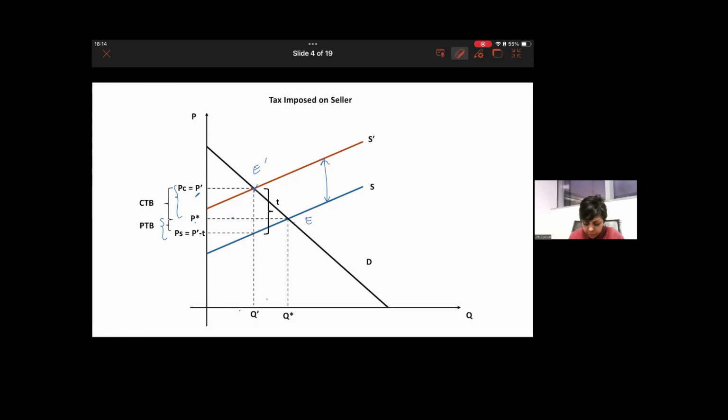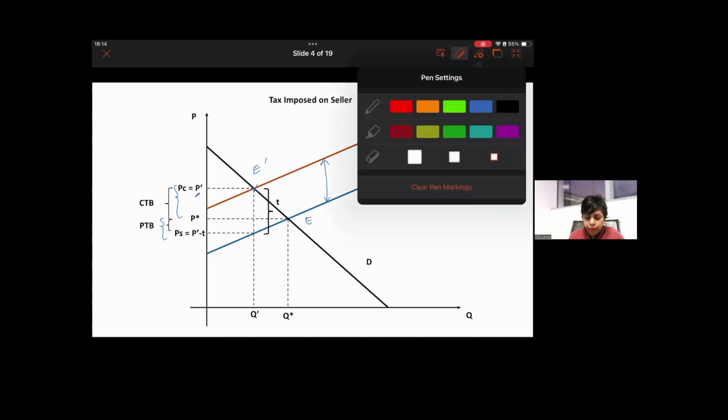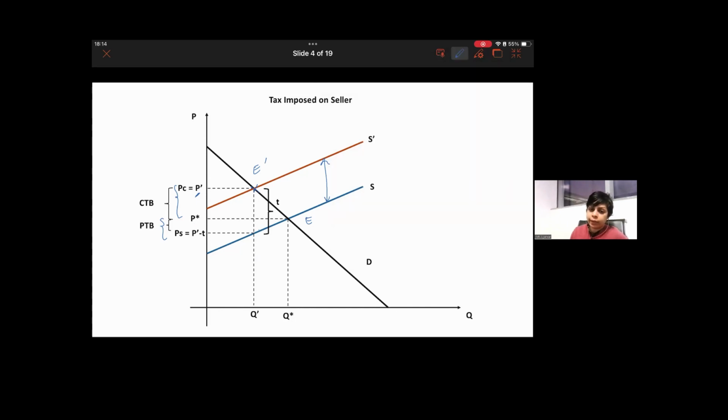So you can understand that there are some transactions which could have happened or which should have happened but are not happening. That is what we call the dead weight loss. So the dead weight loss is this triangle here, which is made up of transactions which could have happened but are not happening. Now, what happens to consumer surplus and producer surplus?